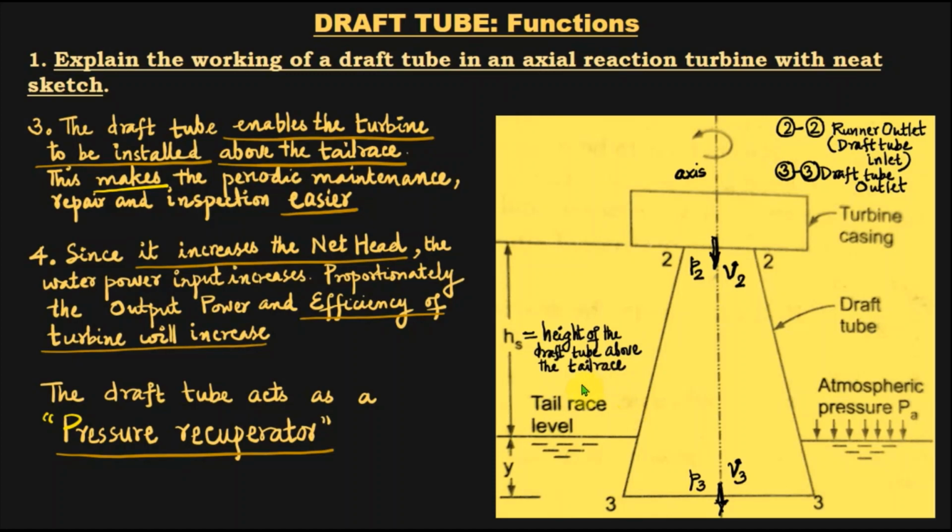In two words, we can explain the role of the draft tube in a reaction turbine. It acts as a pressure recuperator. So it is doing the kinetic energy recovery at the exit of the turbine runner. And in one of the functions, we already explained that the draft tube recovers a portion of the kinetic energy of the water discharged into useful pressure head, which otherwise would go waste.